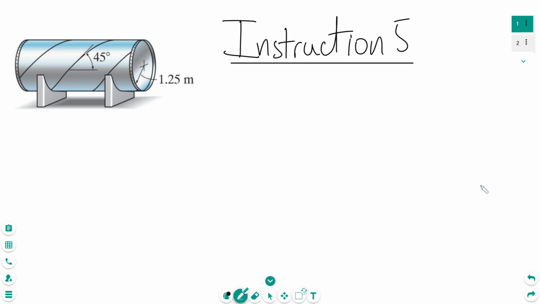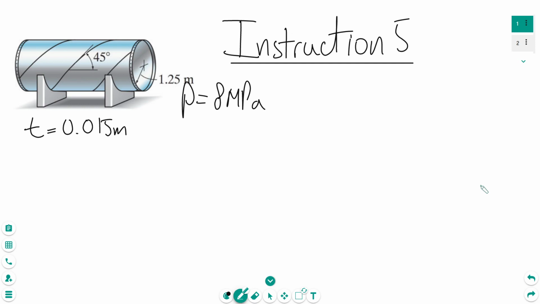In this problem we have a pressurized cylindrical vessel of a radius of 1.25 meters and a thickness of 0.015 meters. It is made out of steel and it is welded at a 45-degree seam indicated in the diagram above. Given that it is pressurized at 8 megapascals, we need to find the normal and the shear stresses acting at that 45-degree seam.